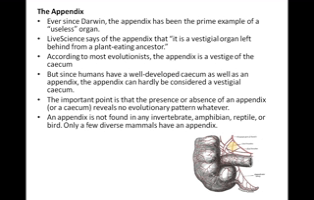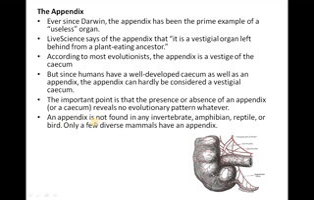Example: the appendix. Ever since Darwin, the appendix has been the prime example of a useless organ. Life science says that the appendix is a vestigial organ left behind from a plant-eating ancestor. According to most evolutionists, the appendix is a vestige of the cecum. But since humans have a well-developed cecum as well as an appendix, it can hardly be considered a vestigial cecum. This is an important point: the presence or absence of the appendix reveals no evolutionary pattern whatever.